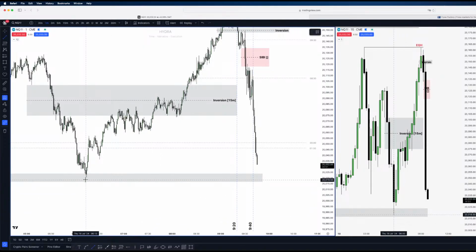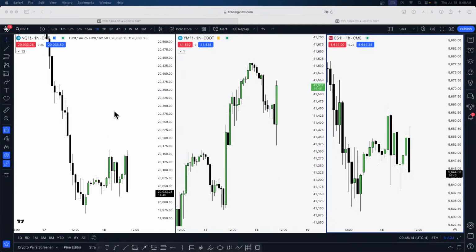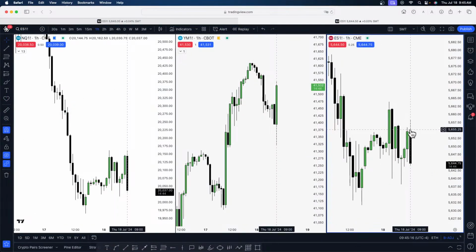Look for SMT, guys, all right? We are trading at another key level from higher time frame. That's where I look for SMTs. And we probably will have one.